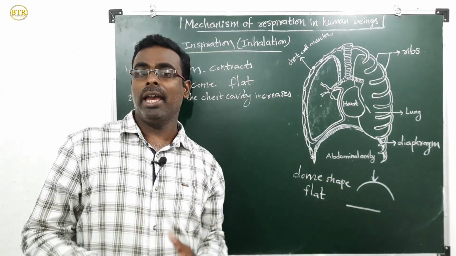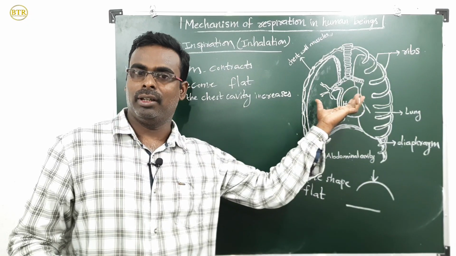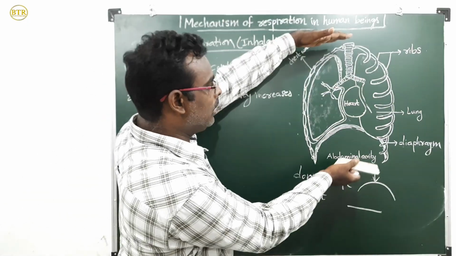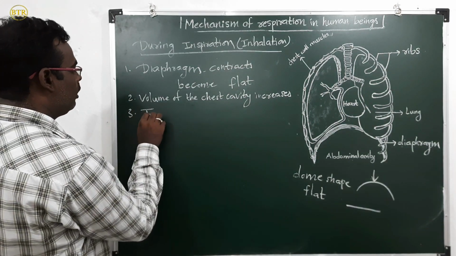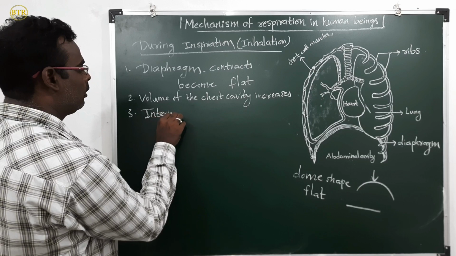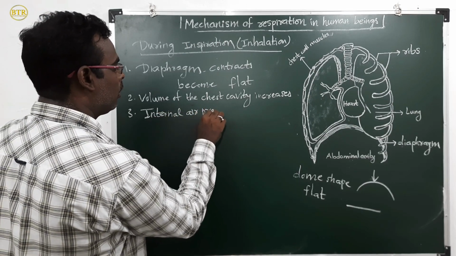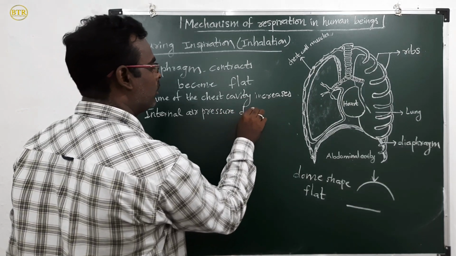What about the air pressure? Air is already present inside the chest cavity. When the chest cavity increases, the air pressure decreases. Next, the third one: internal air pressure decreases.